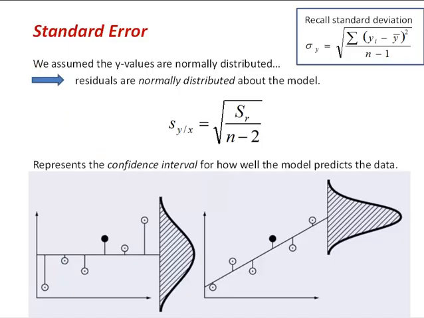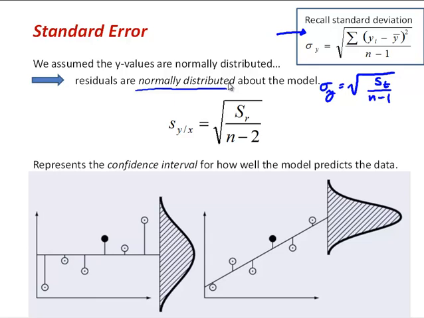Another measure of curve fit quality is called the standard error. This is similar to the standard deviation. Recall the standard deviation from the statistics video. Now that we've introduced S_t, the square root of S_t over n minus 1 is the standard deviation. For the standard error, we're going to assume that the residuals are normally distributed about the model, which is a reasonable assumption that follows from the assumption that the data would be normally distributed at any given x value.